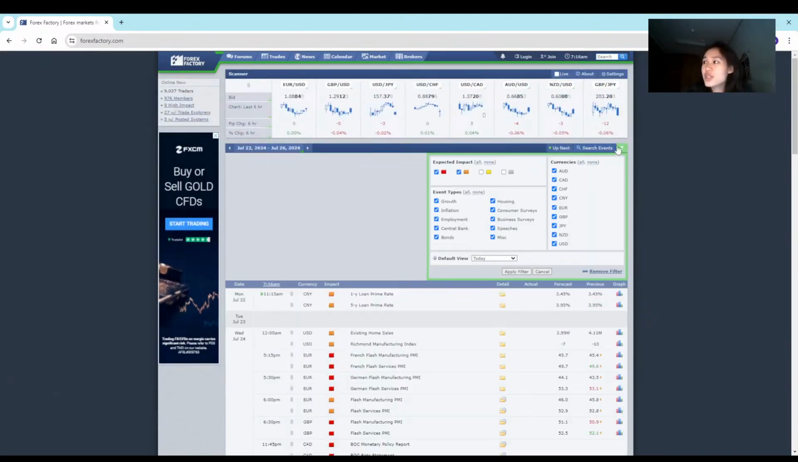But if you click on this green icon, you can see I'll be able to look at the low impact as well, which is represented by this yellow box, and also any non-economic events. So that would include, I think, any bank holidays. So any event types you can filter out as well. I just like to leave all of them, and as well as the different currencies. So apply filter.